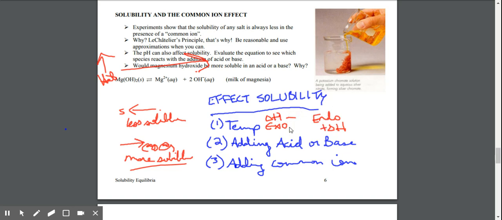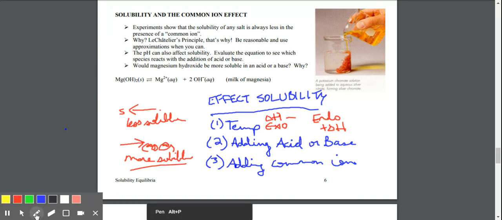First, it depends on if it's endo or exothermic. If you increase temperature, which way does it shift? And then being able to determine what's happening from there. For the next thing, number 2, that is adding an acid or a base.